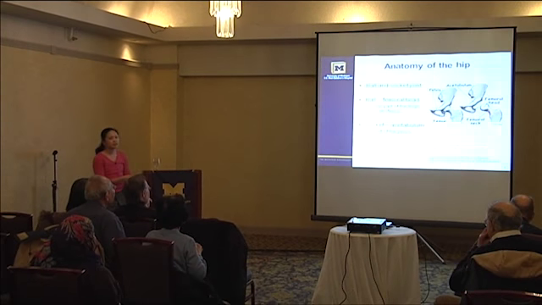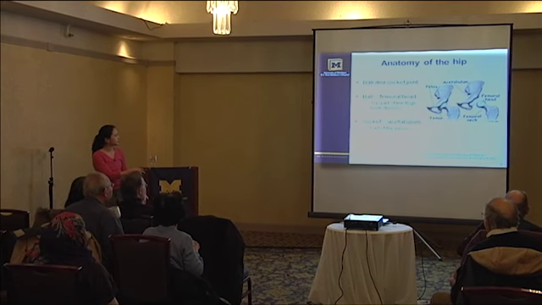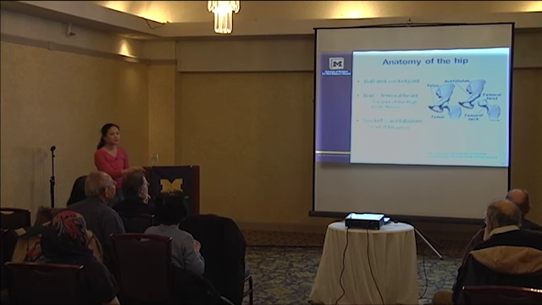Before we get started talking about hip dysplasia, I thought it would be useful to first go over some hip anatomy. So here is a drawing of the pelvis. This is the lumbar spine, and then here are your hip joints. The hip is a ball and socket joint. The ball is the femoral head, and this is located at the top part of the thigh bone or femur. And the socket is the acetabulum, which is a part of the pelvis.